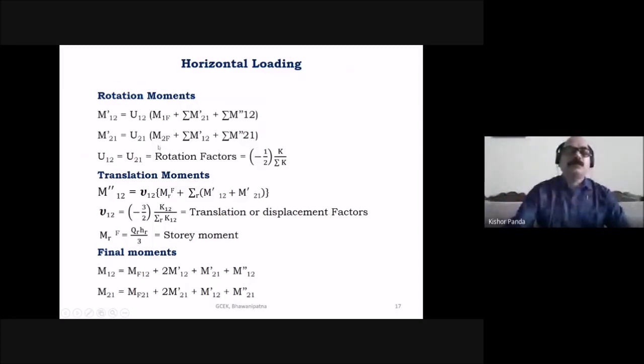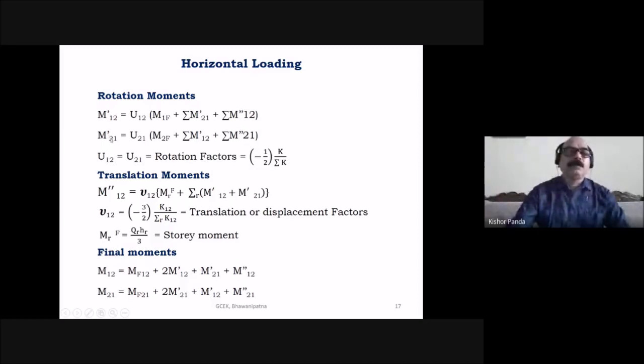So this is the summary of the equations. Using these equations, you can find out the final moment. Because here you see this is the rotational moment equation: M dash 1 2 equals U1 2 times (M1F plus summation of m dash 2 1, plus summation of m double dash 1 2). This is M12F, this is not M1F. So M1F plus summation of m dash 2 1 plus summation of m double dash 1 2. This is the fixed end moment of joint one, this is the far end rotational moment, and this is the sum of the translation moment.